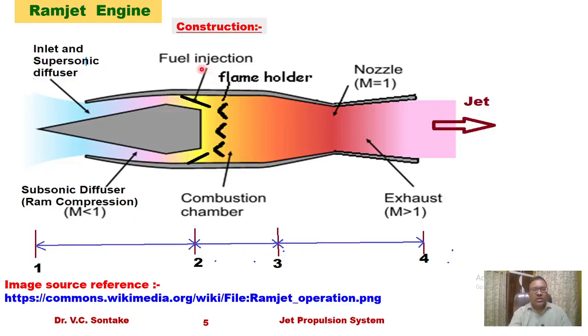Then next component is fuel injection, which injects the fuel into the combustion chamber. Then flame holder, combustion chamber, and finally the convergent divergent nozzle. It is also called as exhaust or propelling nozzle. And the processes are taking place from 1 to 2 in diffuser, 2 to 3 in combustion chamber, and 3 to 4 in exhaust nozzle.